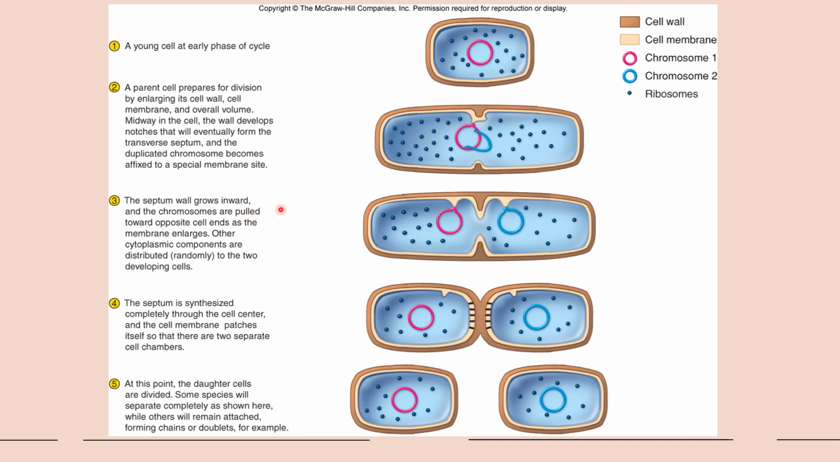The septum wall grows inward and the chromosomes are pulled towards opposite cell ends as the membrane enlarges. Other cytoplasmic components are distributed randomly to the two developing cells. The septum is synthesized completely through the cell center and the cell membrane patches itself so that there are two separate cell chambers. At this point, the daughter cells are divided. Some species will separate completely as shown here, while others will remain attached, forming chains or doublets for example.